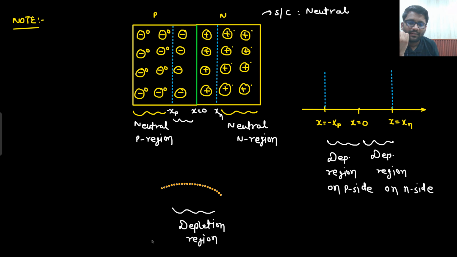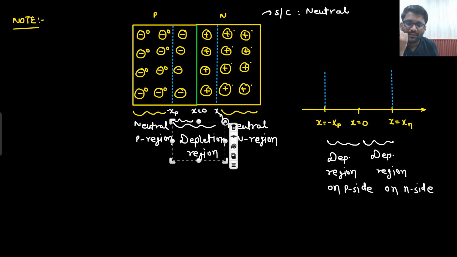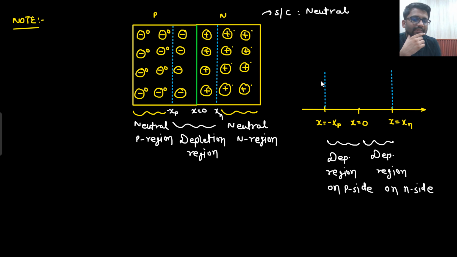So I can keep this particular thing here now. The middle part is known as the depletion region. So depletion region, neutral P region, neutral N region. This particular part is the depletion region on P side. This particular part is the depletion region on N side. What is this line? What is this line known as? This line is known as the junction.